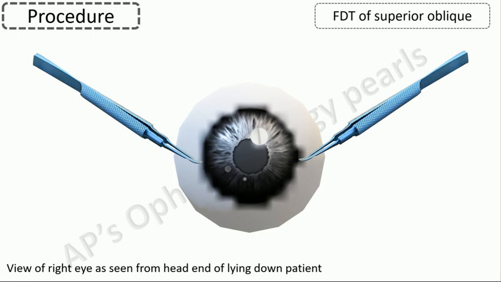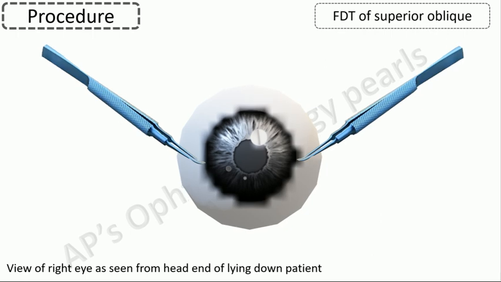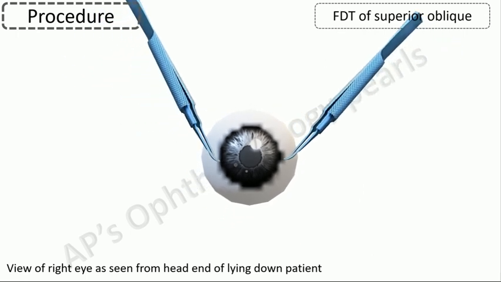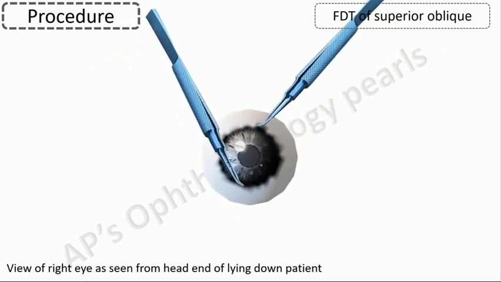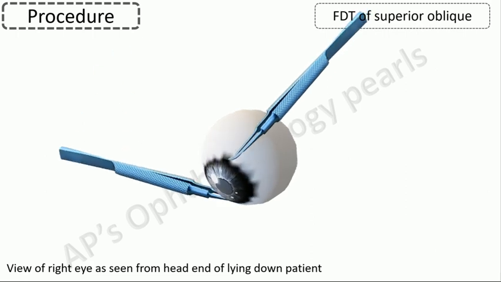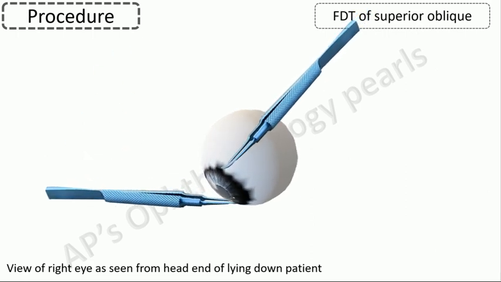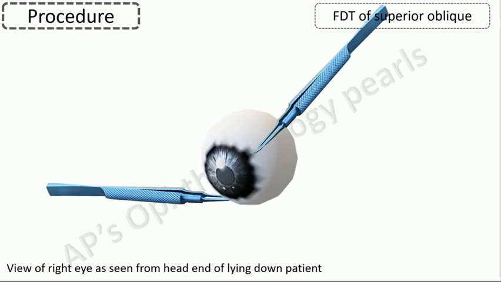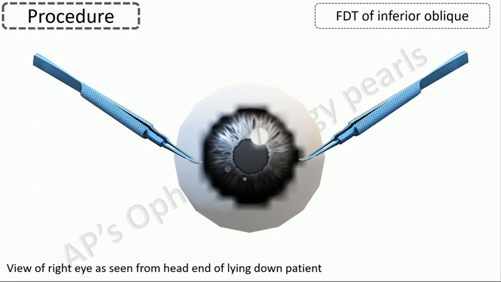The globe is grasped at the 3 and 9 o'clock positions in the primary position. The globe is pushed back into the orbit, then extorted, then brought supero-nasally. The globe is then brought temporally when a click will be felt and the tautness can be assessed. Now to test for tautness of the inferior oblique.